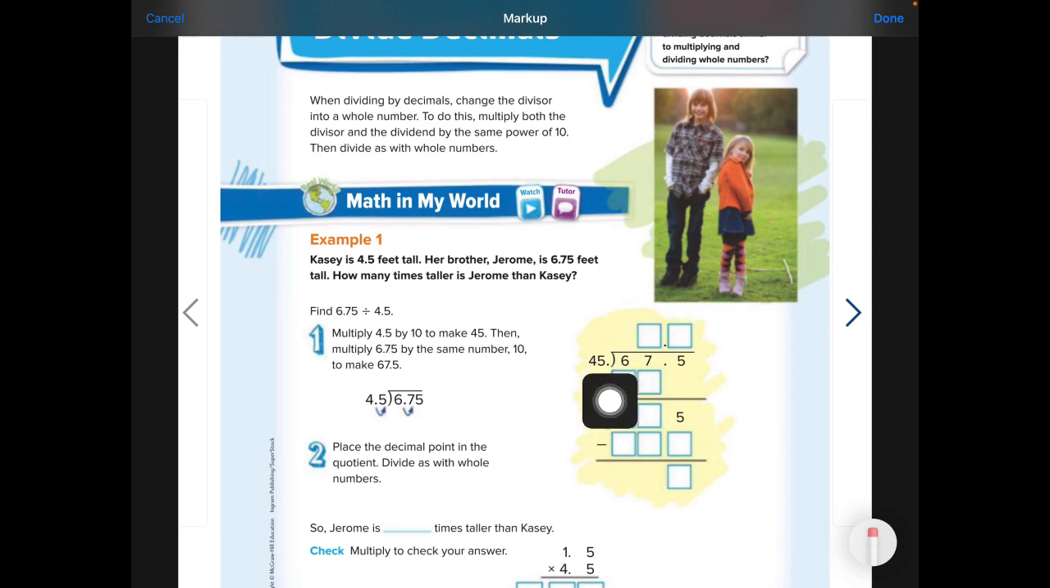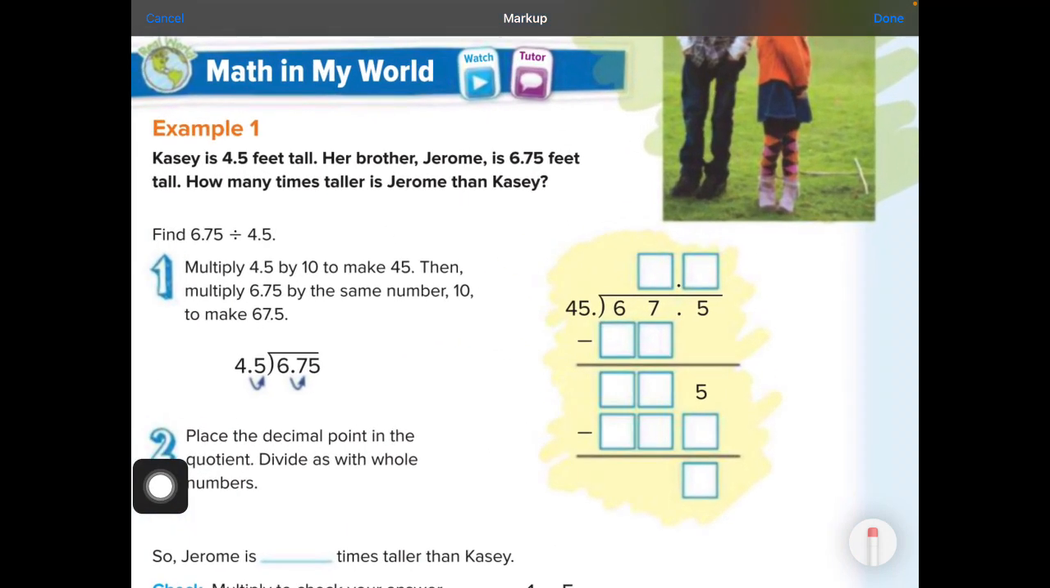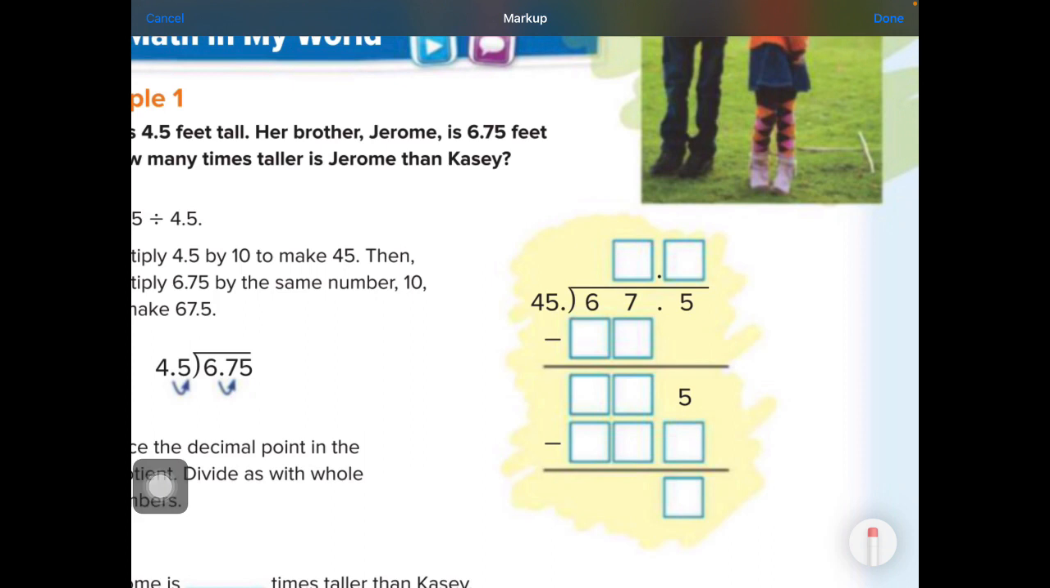and they moved each of the decimal places over 1. So now we have 45 and 67.5. They left the decimal point there just to show you, but in reality, you can just go ahead and take it off. All right, so let's figure this one out. 45 will not go into 6, but it will go into 67 at least one time.